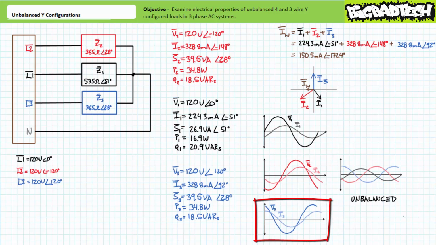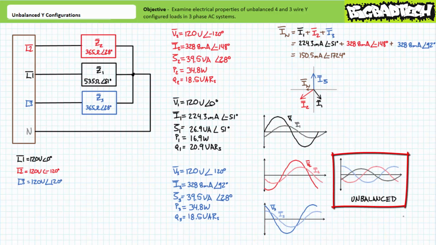Finally, when sinusoidal voltage across and current through impedance element Z3 is plotted as a function of time, it would look something like this. Assuming L1 is our reference, L3 lags L1 by 240 degrees, or more appropriately, leads it by 120 degrees, and current leads our assumed reference by 92 degrees. This being said, current through Z3 still lags voltage across it by a relative 28 degrees.